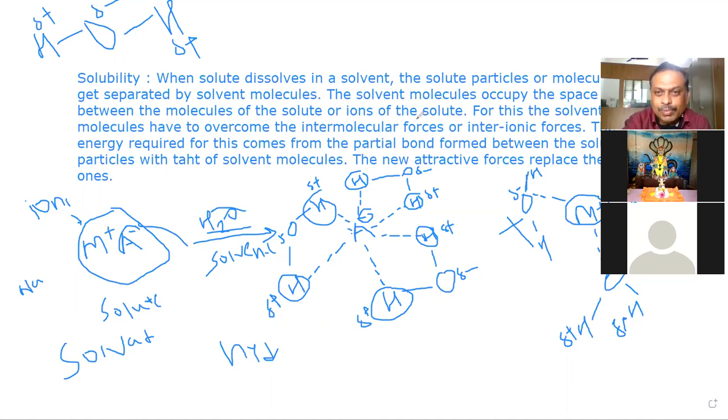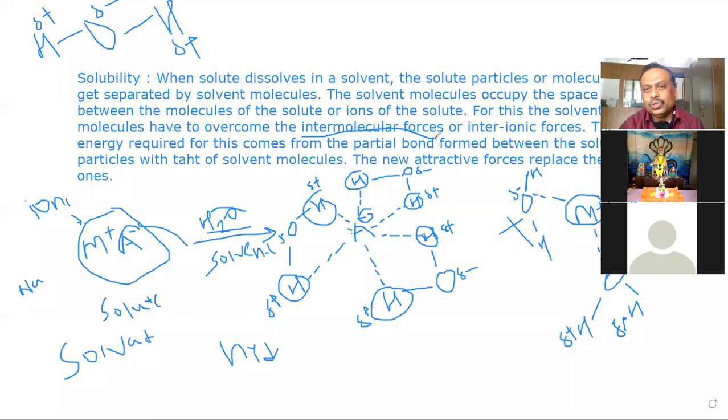Whatever solvent molecules are present, they occupy the space. What are the empty spaces present in the solid particles? These are occupied by the solvent molecules, and for this occupation the solvent molecules have to overcome the intermolecular forces or interionic forces. The energy required for this comes from the partial bond formed between solute particles and solvent molecules.